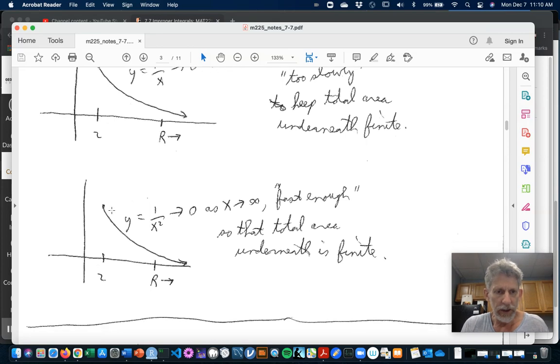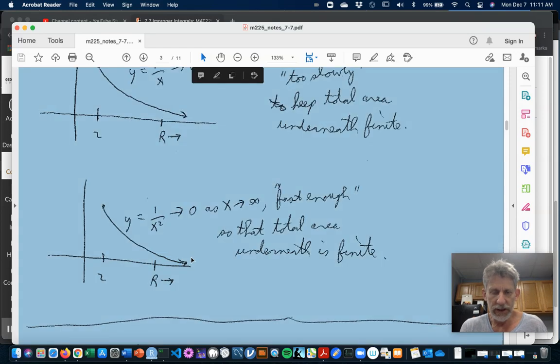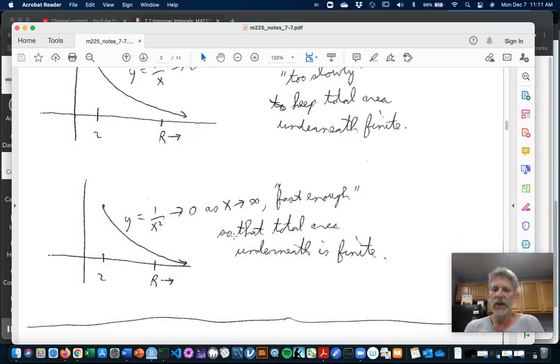On the other hand, y equals 1 over x squared also goes to 0, but it goes to 0 a lot faster than 1 over x does. And so as you pack on the extra area, increasing r by another unit, another unit, another unit, as you imagine its limit going to infinity, although you do pack on more area with every unit increase in r, the total area that you pack on stays bounded. It's a matter of how fast your function decreases to 0.